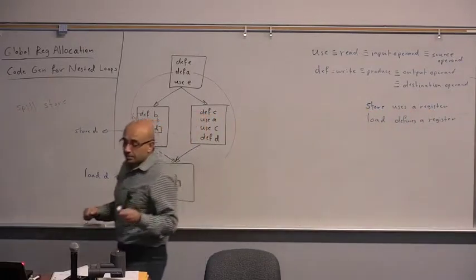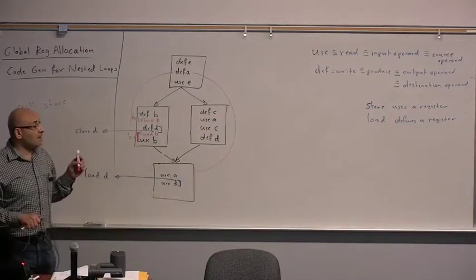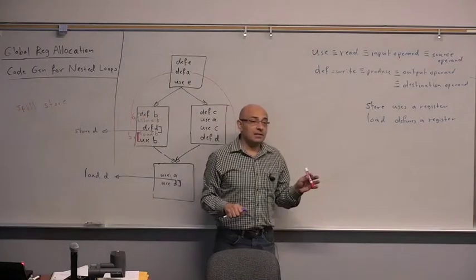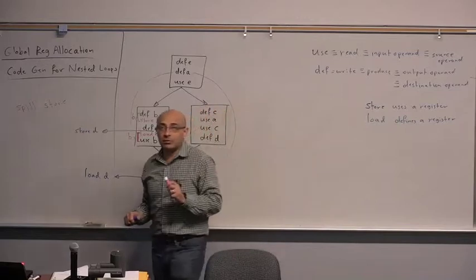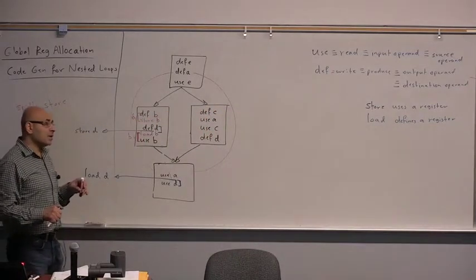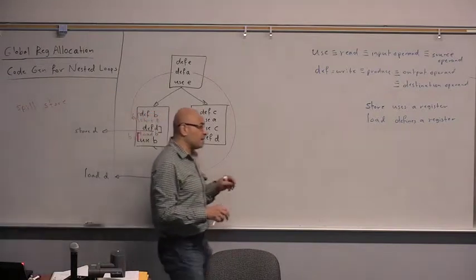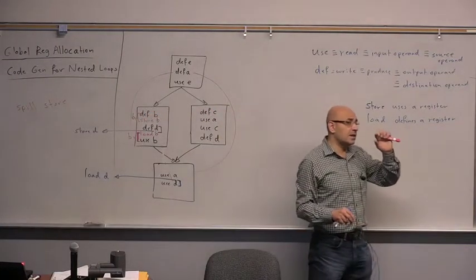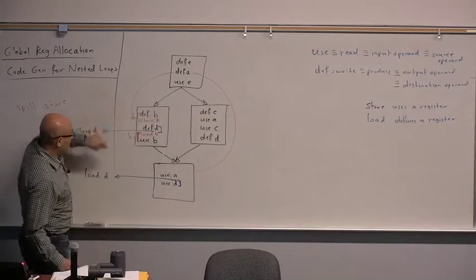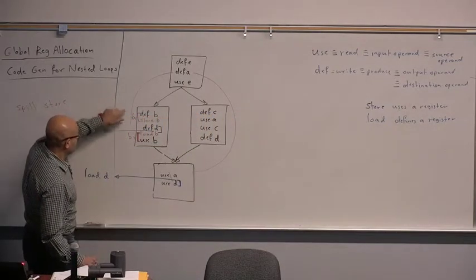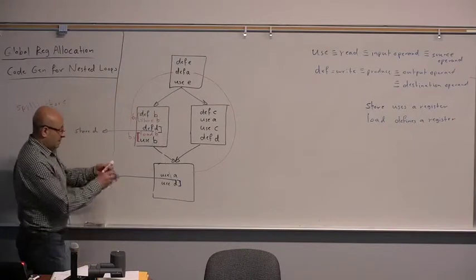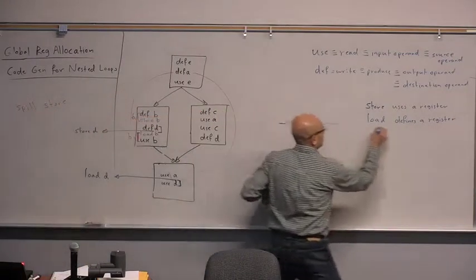Now spilling by adding a store after every define and a load before every use, this is extreme splitting of the live range. Because by doing this, we are splitting the live range into tiny little live ranges, and each live range has only two instructions in it. You know, for example, here, the define and the store. So by, let me write this down.